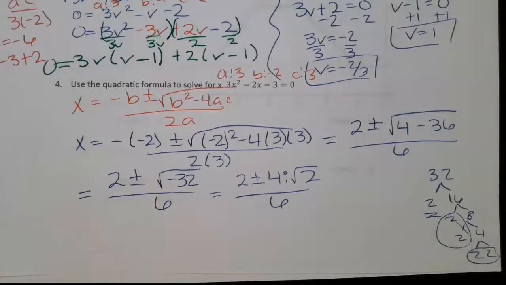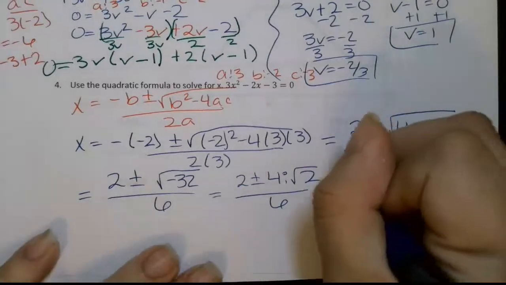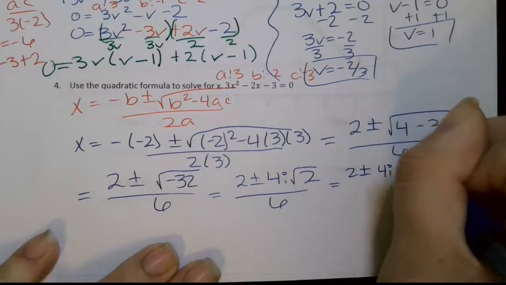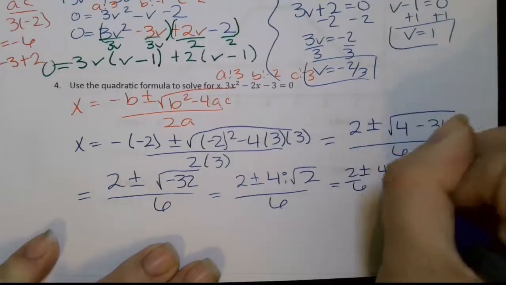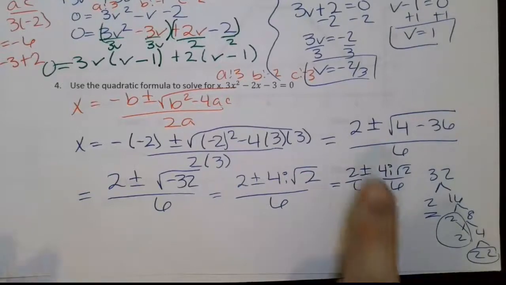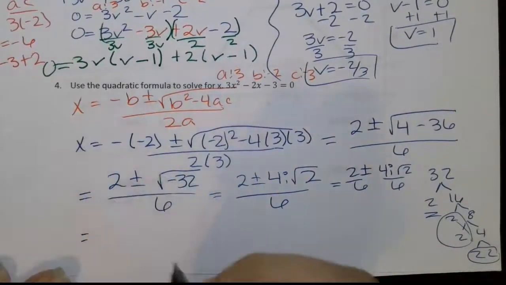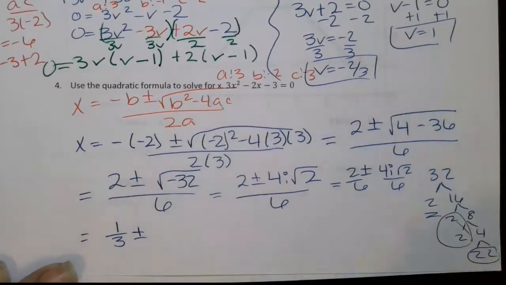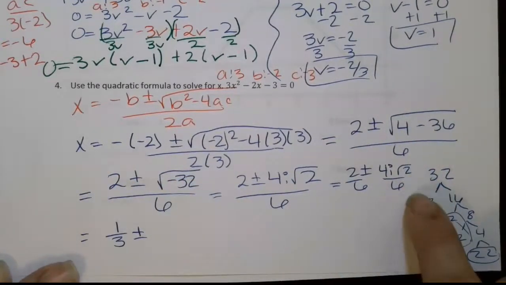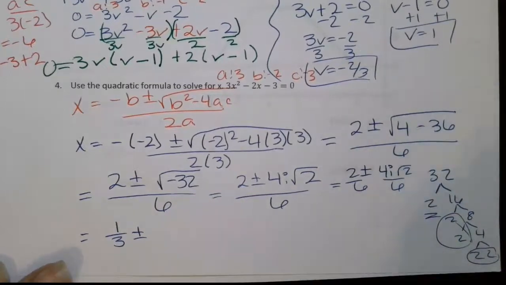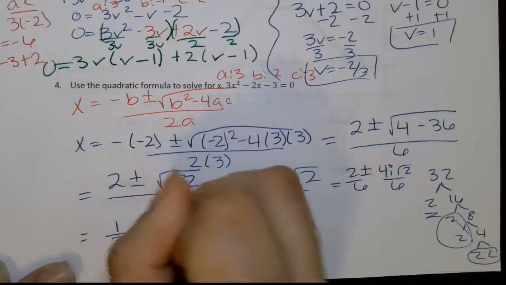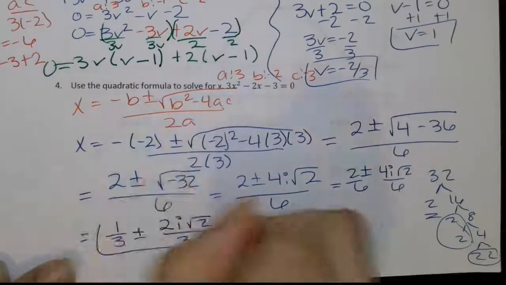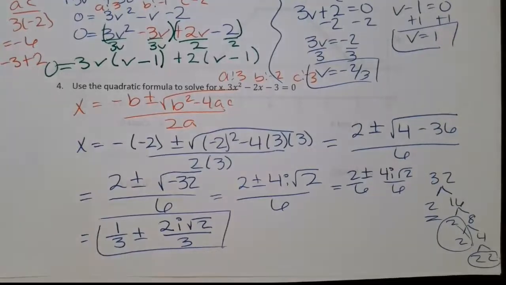Then what I can do is split it into 2 fractions. I have 2 plus or minus 4i square root of 2, and both of those are over 6. I can simplify them each. 2 and 6 are both divisible by 2. I get 1/3. 4 and 6 are also divisible by 2. I never change the radical unless there is a radical on the denominator. So that part will stay the same. But 4 divided by 2 is 2, and 6 divided by 2 is 3, for my final answer right there.